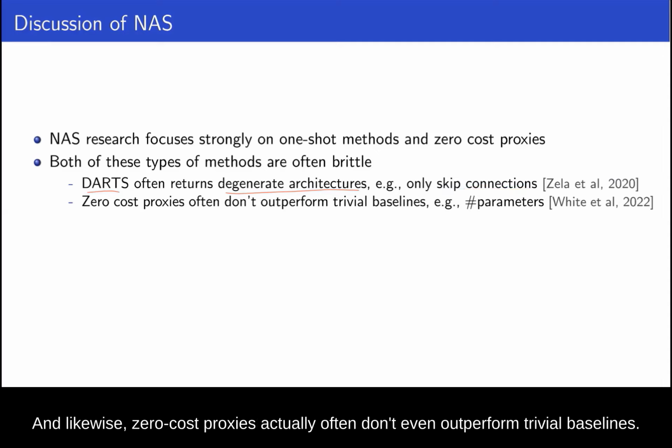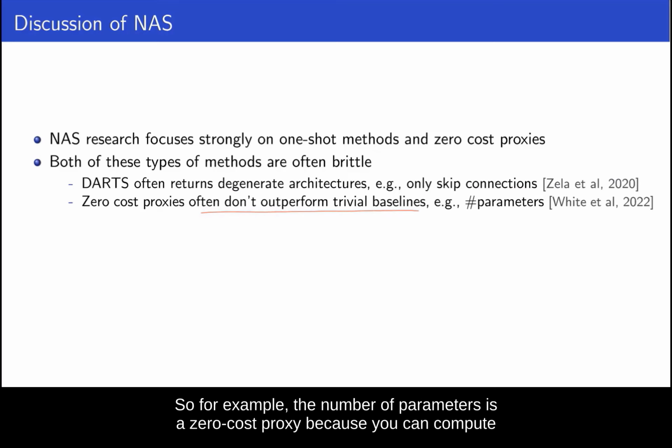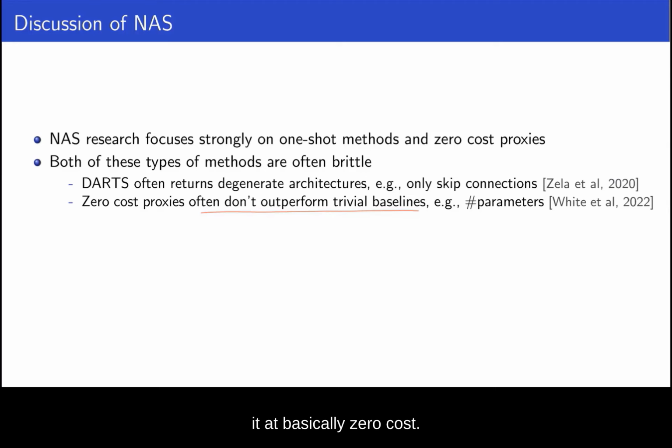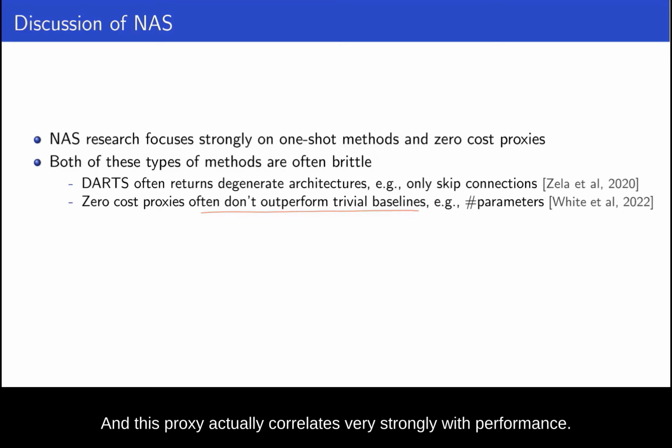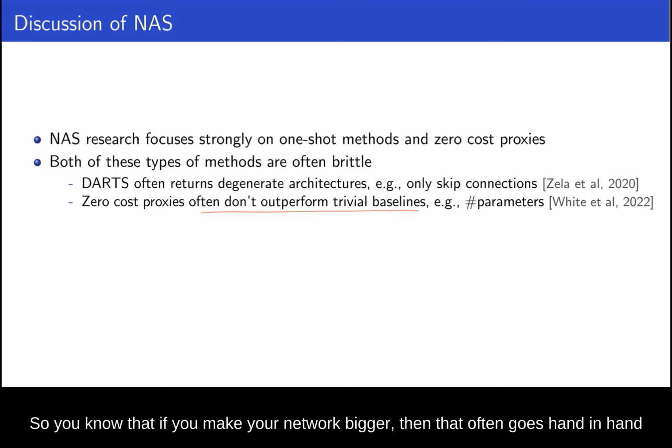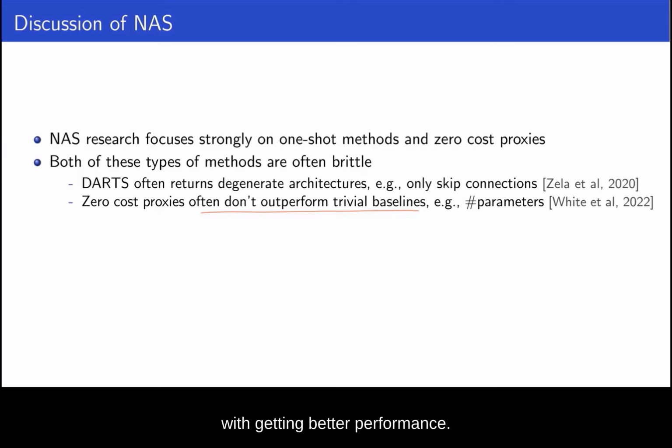Likewise, zero-cost proxies often don't even outperform trivial baselines. For example, the number of parameters is a zero-cost proxy because you can compute it at basically zero cost. And this proxy actually correlates very strongly with performance, but that's sort of trivial. Everybody knows that if you make your network bigger, then that often goes hand in hand with getting better performance, but that's not super interesting.